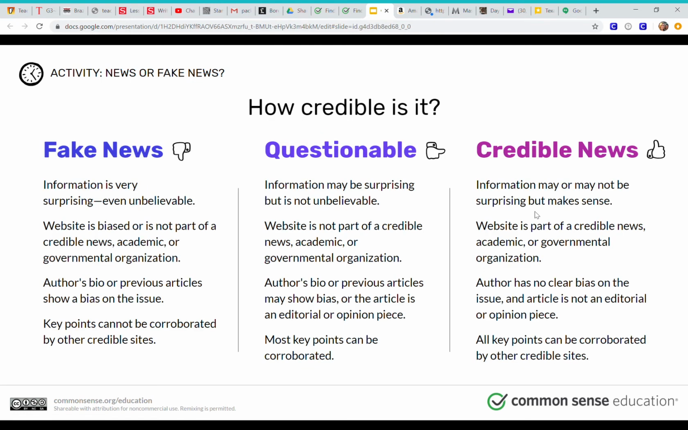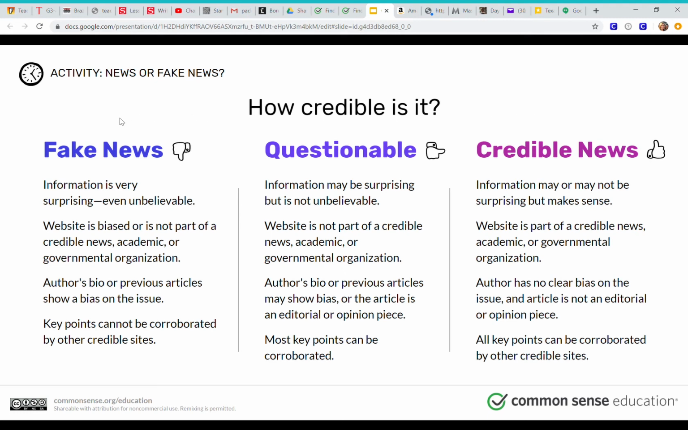Okay? Now, this is our last little bit. How credible is it? This is the criteria that I was talking about. So these are the criteria that if it meets these, it's probably fake news. And if it meets these, then it could be fake, but it could be true, and it could be a mix of half and half. Some true things, some fake things. And if we go over to credible and it meets all of these, then that's a good sign that that is a good, reliable news source, and then you should get your information from there, okay?